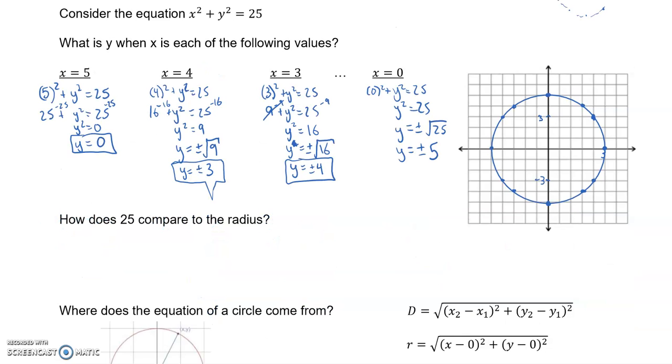You'll notice that if we take that 25 and we take the square root of it, that equals 5. So in other words, whatever x squared plus y squared is equal to, this value is the radius squared, right? Because if you go the opposite direction of the square root, you square it, right? So it's x squared plus y squared is the radius squared.